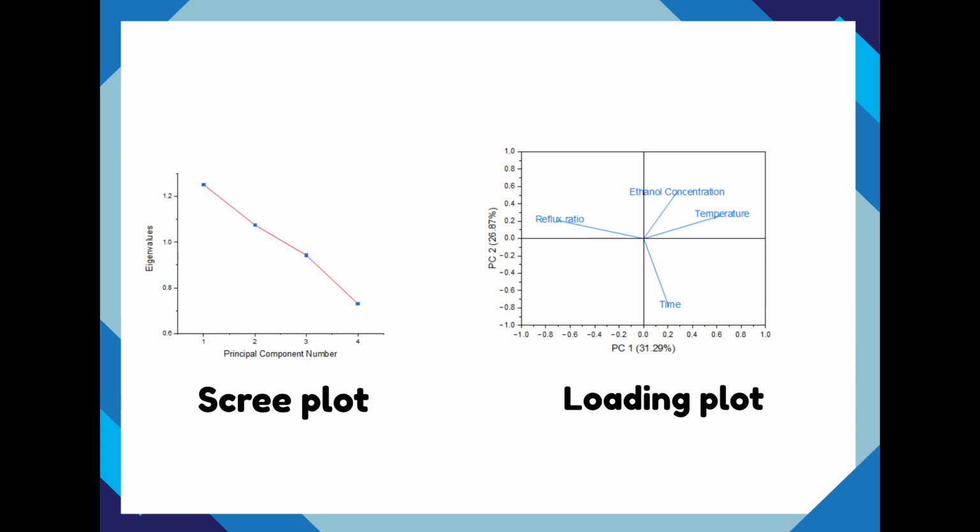Next is the loadings plot. It shows how each variable, for example temperature, reflux ratio, ethanol concentration, and time, contributes to the principal components. Ethanol concentration has the strongest influence on PC1, meaning it's the key factor driving purity variation. Temperature and reflux ratio contribute more to PC2, reflecting their role in process stability.